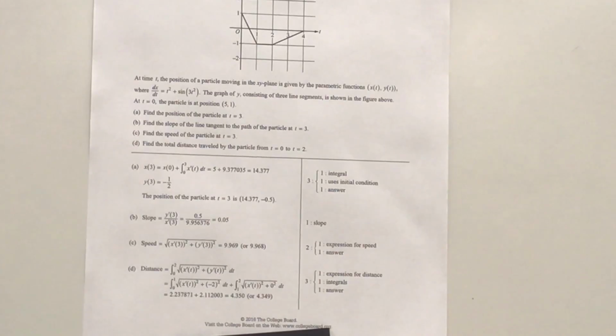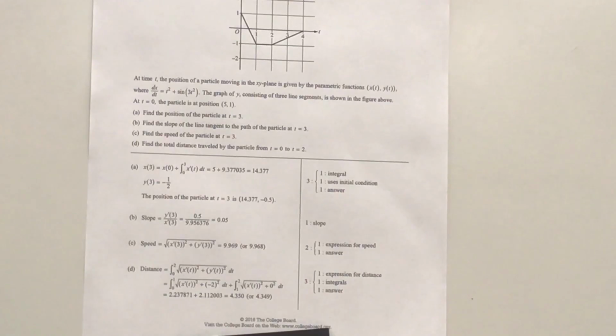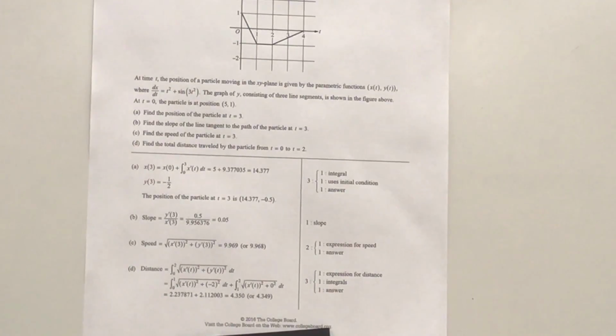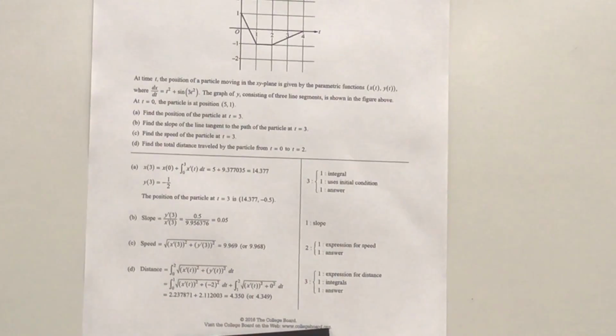Okay, so part C, find the speed of the particle. Hopefully you're real familiar with this formula now. Square root of dx dt squared plus dy dt squared. You're given dx dt. You found dy dt when t equals 3. That slope is 1/2. Put all that in. Let the calculator give you that number out of 9.969.